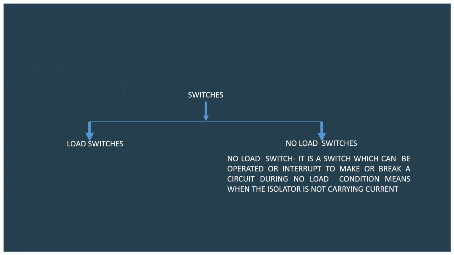Traction switches in the electrified area are of two types. One is load switches and another is no load switches. A load switch is a switch which can be operated or can interrupt from no load to full load current, and also during faulty current. That means when a circuit is in closed condition, you can close or open it. Also, when there is a fault current, it will allow this fault current, but the relay will trip this load switch.